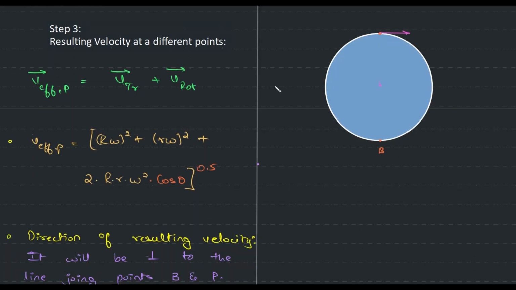Okay, they will add. So your VT plus VROT. This is VR, if I'm right. This is rotational motion plus translation motion. They will add up. The result will look something like this.